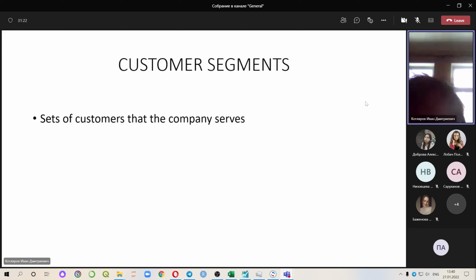And after that, we try to define which segments are the most interesting for us, because it is not possible for us to cover all potential segments. For some customers, our products will be too expensive. For some customers, our products will not be convenient, and so on. Some customers will not simply be able to purchase our products because they live in a different region, and so on, so on. So we have to identify which segments are the most attractive for us.